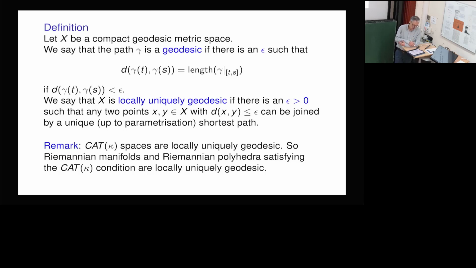A nice example of spaces that are locally uniquely geodesic are CAT(K) spaces. But CAT(K) spaces are not smooth, right? And I don't know how much analysis you can do on them. Of course, we can give examples: you can take a sphere, take a hemisphere, and identify it along here, and this will be CAT(K). So it's going to be a singular space, but not a manifold.